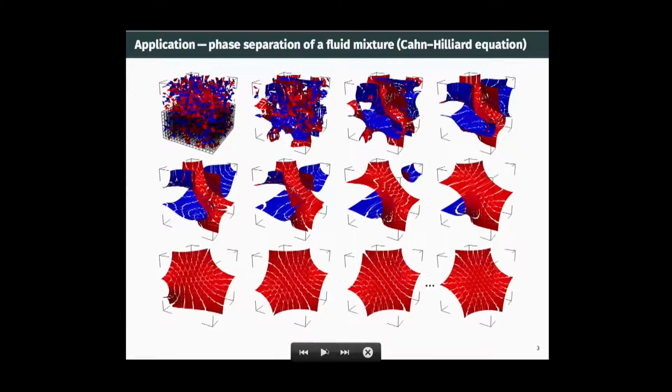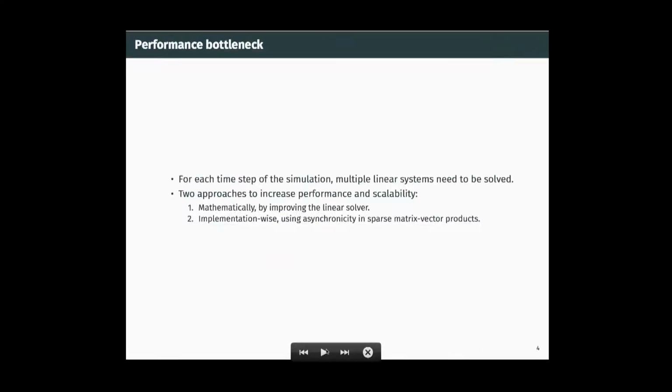In order to simulate this process, we need to solve a nonlinear system of equations in each time step, and we're using the Inexact Newton's method to do that. So we have to solve multiple linear systems in each time step, which is why linear solver performance is important to us.